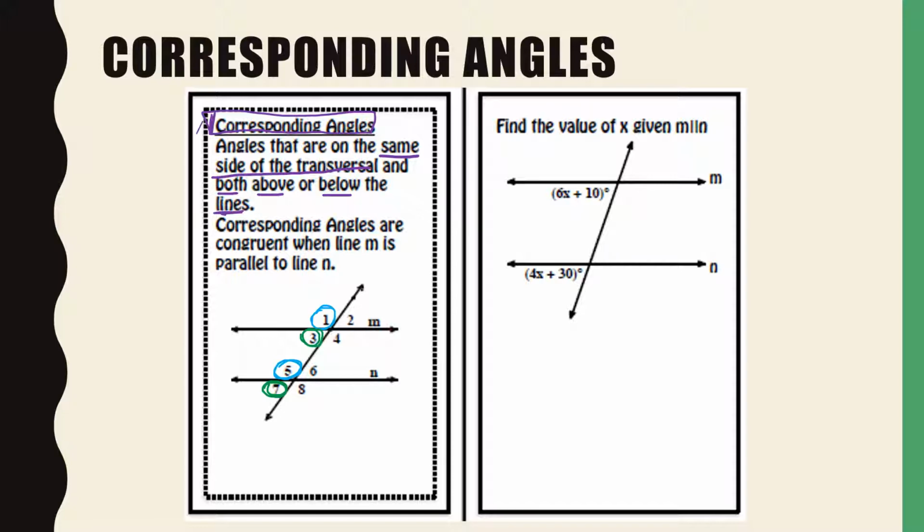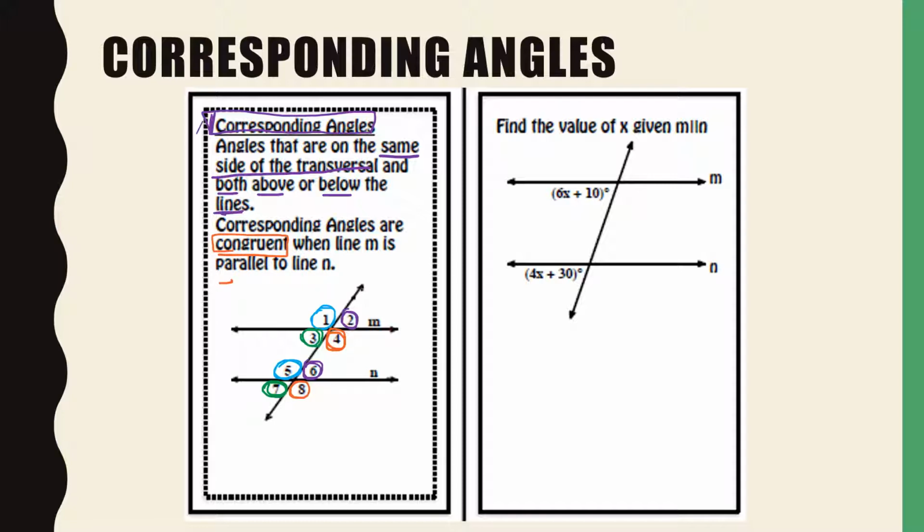So if we're going to the right side of the transversal, looking at number 2 here, 2 is above line M, and 6 is also above line N. So that would be my third set of corresponding angles. And lastly, if I look at the number 4 here, 4 is below line M on the right side, and 8 is below line N on the right side. So those would be another set of corresponding angles. Now, when we talk about corresponding angles, the way they relate is they are congruent.